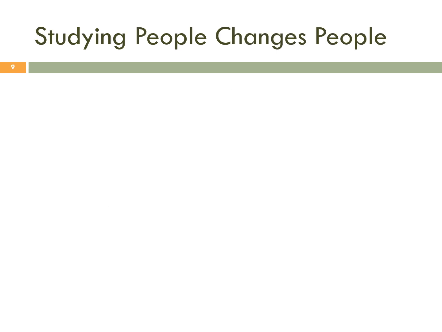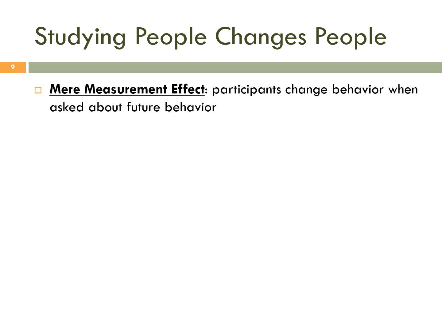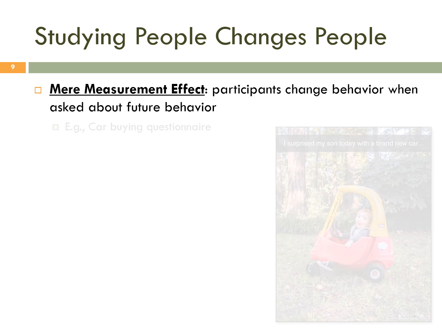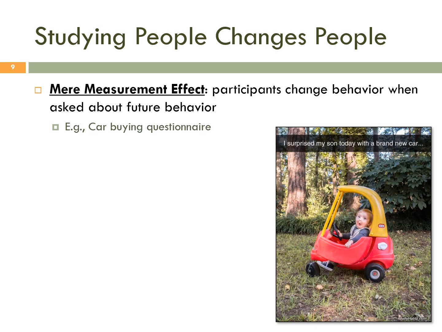The third major category of threats to validity is that studying people changes people. This could happen through the mere measurement effect, which is that participants change their behavior when they're asked to think about their future behavior. For instance, we've seen studies where people are asked about buying cars, and if we just left them alone, maybe they wouldn't care about a car at all. But as soon as you ask them about whether they're going to buy a car, they start to think, you know what, I hadn't thought about it. Yeah, I could buy a car. Maybe I'd like this kind. But they're kind of primed to think about something that they wouldn't have naturally been thinking about before.